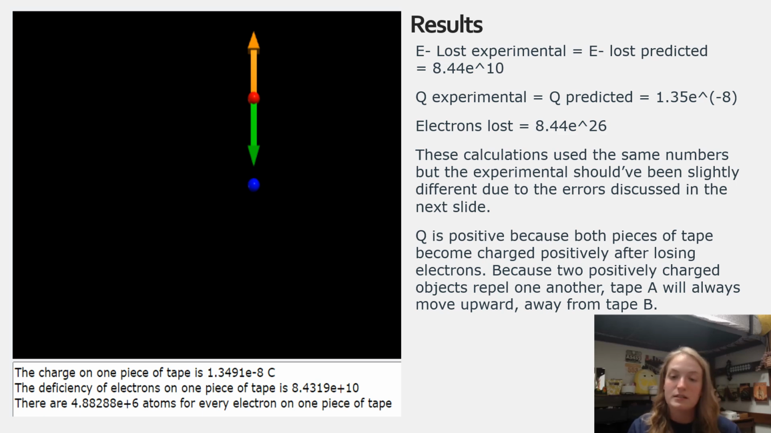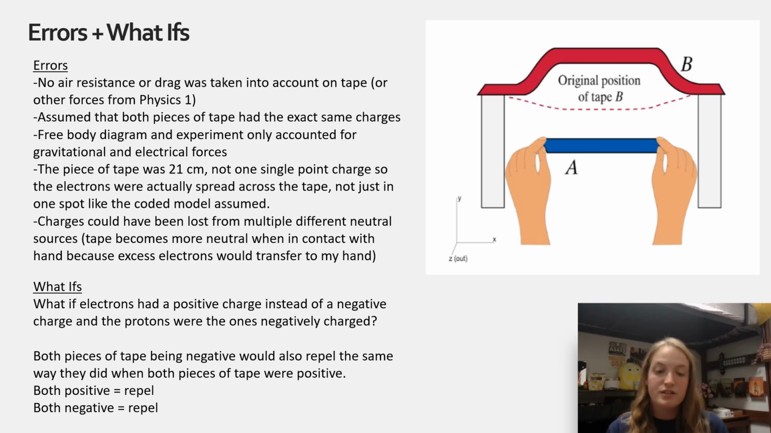And the calculations for experimental and predicted are the same, but they're probably slightly different if you go out more significant figures because of the errors that I'll discuss later. And the Q is positive because both pieces of tape become charged positively after losing all those electrons, because 8.44 times 10 to the 26 is huge. And because two positively charged objects repel one another, tape A is always going to move upwards away from tape B, as it did in my experiment. And just as I talked about the tapes repelling, so the what ifs, if they had been positive instead of negative, for the electrons, if they're both positive, they'll always repel. As they are both negative, they'll always repel.